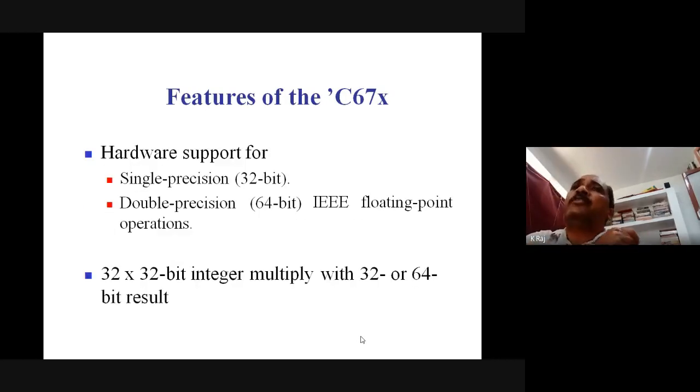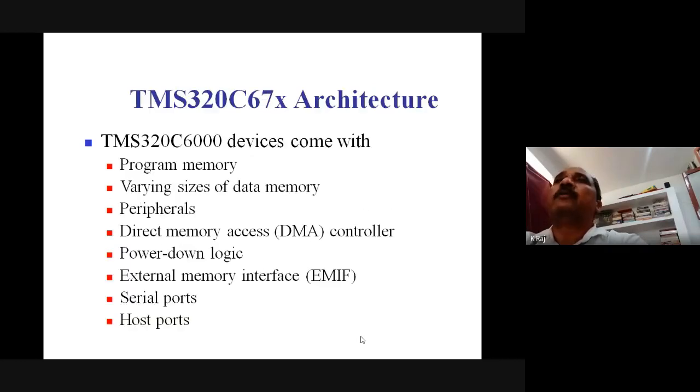Now hardware support. It has the single precision and the double precision hardware support. Single precision, that is the 32-bit word length, and double precision 64-bit word length. IEEE floating point operations are supported by this 67x family here. 32 cross 32-bit integer multiply with 32 or 64-bit result will be executed with this family of the DSP processors here. 32 cross 32-bit integer multiply having the result of the 32-bit or the 64-bit.